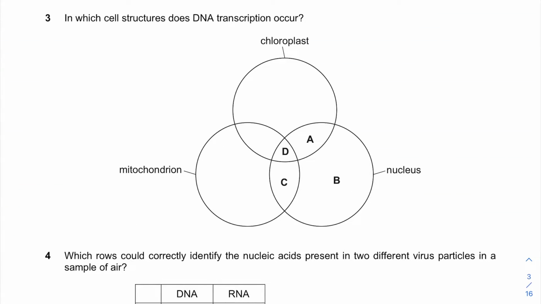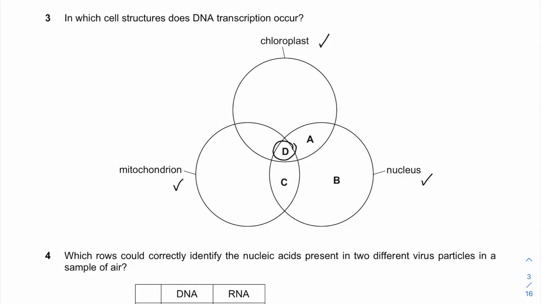Question number 3. In which cell structures does DNA transcription occur? Right, so for transcription to happen, the organelle or the cell would need to have DNA in there. We know that nucleus have DNA definitely, and yes, chloroplast and mitochondria would also have DNA in them. The answer would be D.